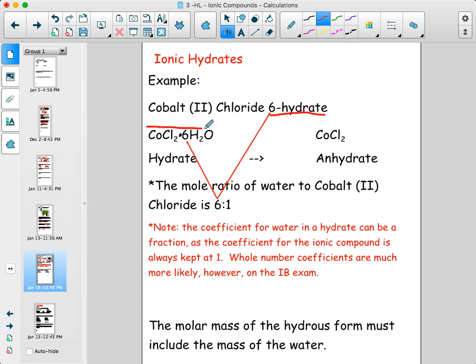The way you write an ionic hydrate formula is you have the ionic chemical formula here, CoCl2, then you put a dot. It doesn't mean multiplied by. I know that's how you write it sometimes in math class. It's just the convention. Put a dot there, and then the number of water molecules per that one ionic compound. So the hydrated form of cobalt(II) chloride looks like this with the 6 waters attached, and the anhydrous form is just CoCl2 with no water attached.